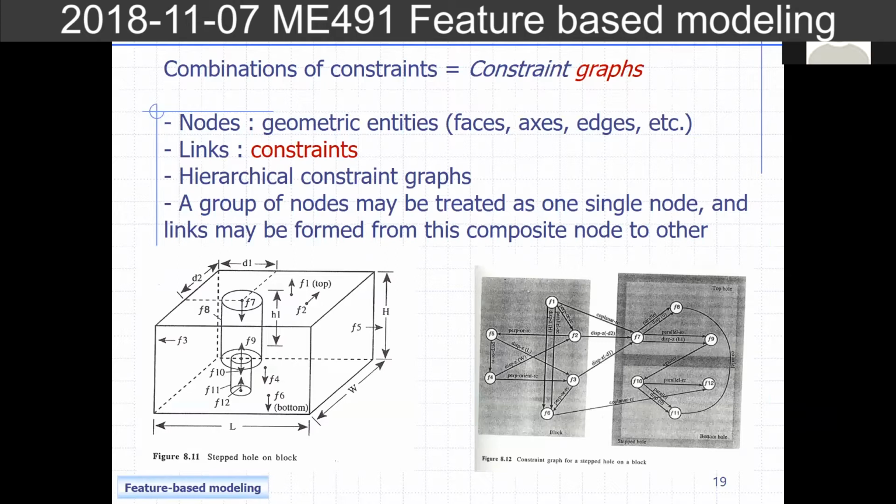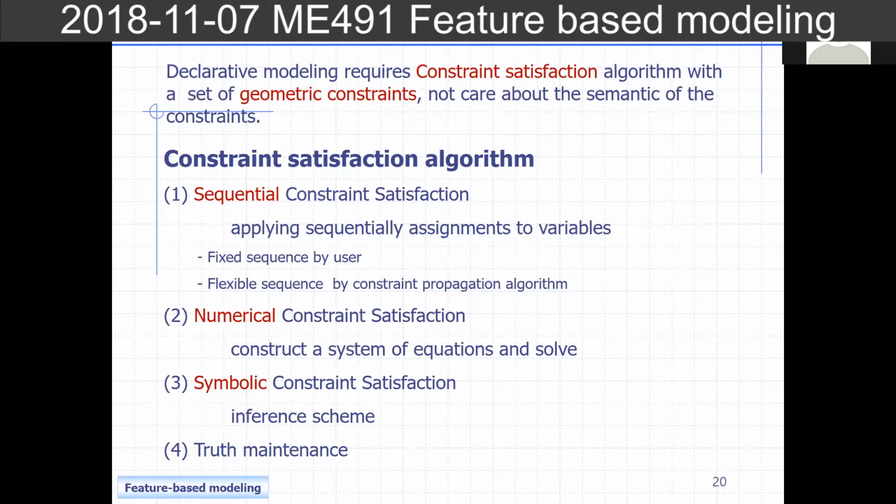The bottom figure shows, on the left-hand side, a step door on a block. So the geometry is given here. Based on this geometry, we can create the right-hand side, which is a constraint graph. Right? There is an example. And then we need to solve that constraint system. So we call this constraint satisfaction. We start from a set of geometric constraints.